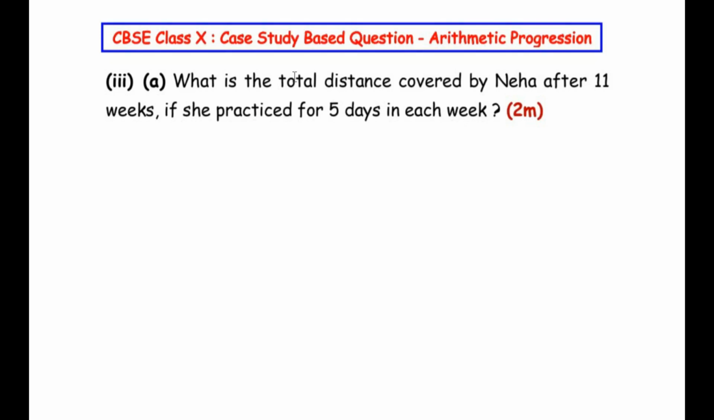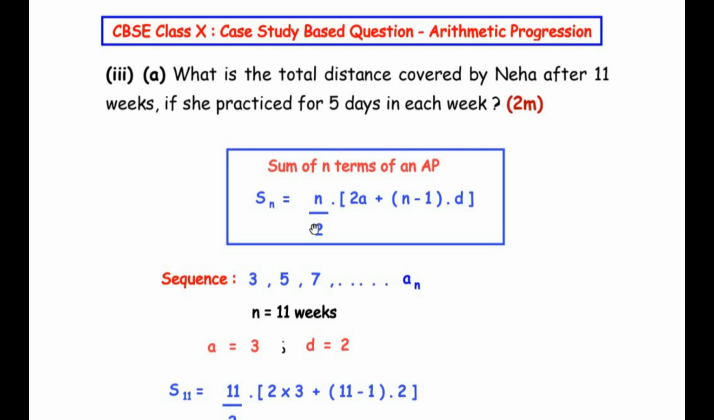Now here, since the total distance covered is given, we need to use the sum of n terms in an AP formula, which is Sn is equal to n over 2 times 2a plus n minus 1 times d. Now here we have again considered the sequence, that is 3, 5, 7 till an, and here the number of weeks are given, that is n is equal to 11 weeks. Now a is the first term of the sequence, that is 3, and d is the common difference, which is 2.